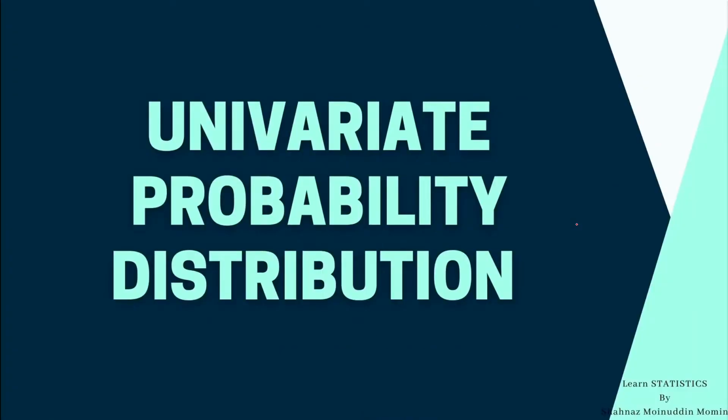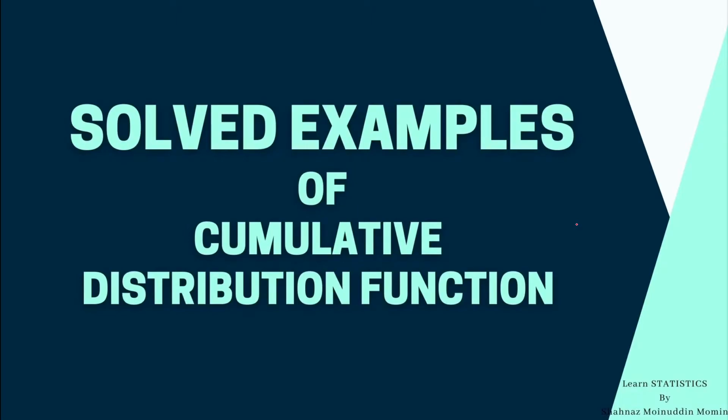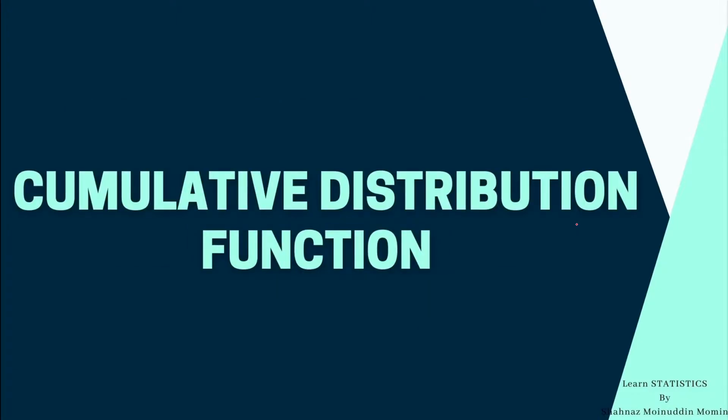The topic of today's lecture is univariate probability distribution. In this topic we are going to learn 2 points. The first point is the definition of cumulative distribution function, and the second one is examples on cumulative distribution function. So let us start with the first point, cumulative distribution function.